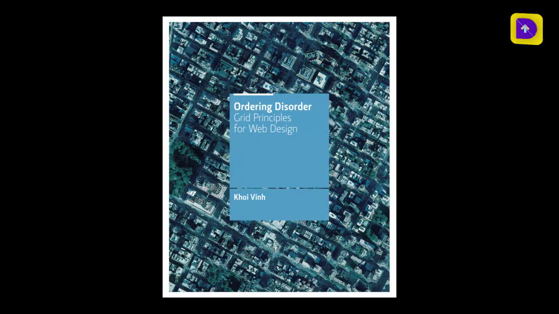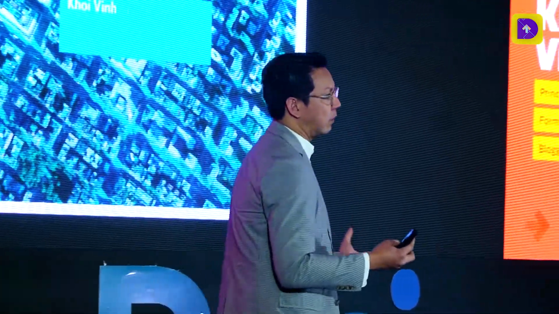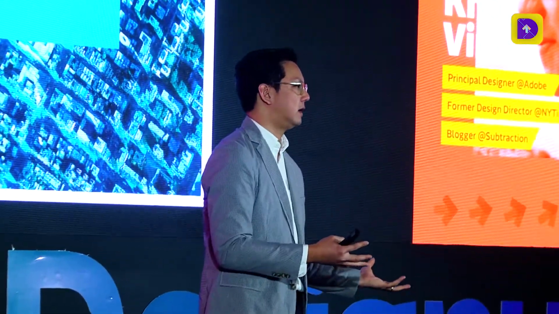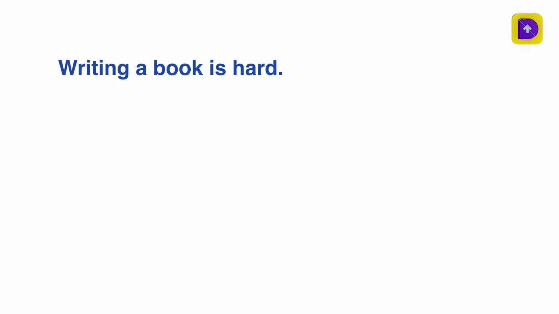And this is the first book I wrote in 2010, Ordering Disorder: Grid Principles for Web Design. And this book was about taking what I had learned from the world of print design, because I trained as a print designer, and trying to translate it to the web, to interactive media, in a really native way, a really natural way for technology. And what I learned about writing this book is that writing a book is really hard, and I think we often underestimate how much work goes into books. And it was a really difficult experience for me, not a particularly fun experience.